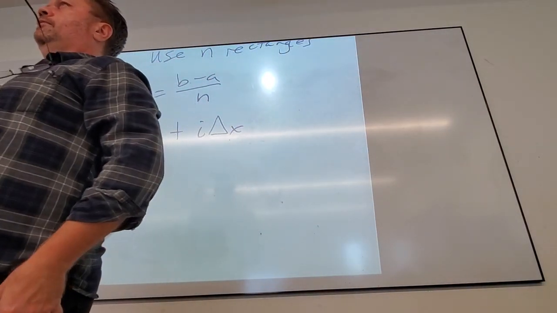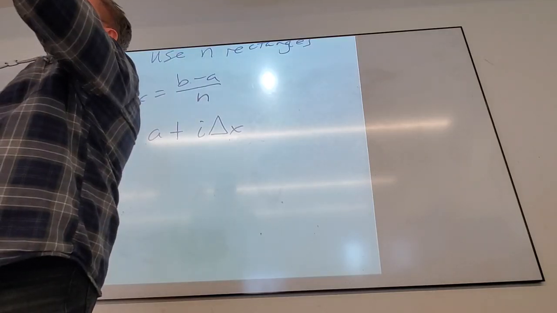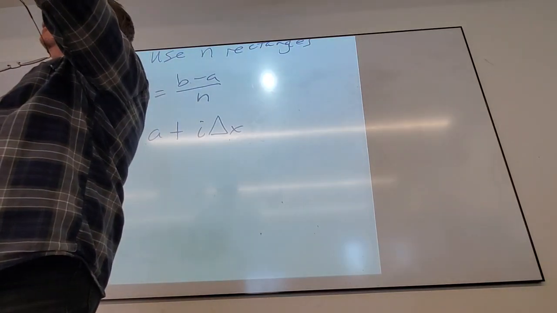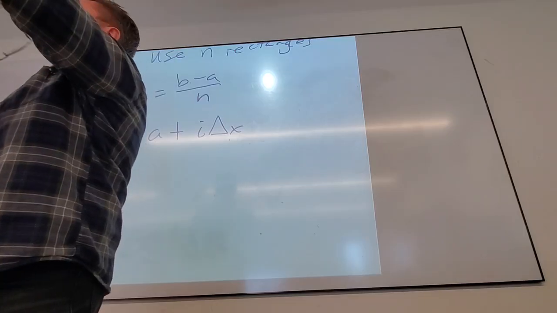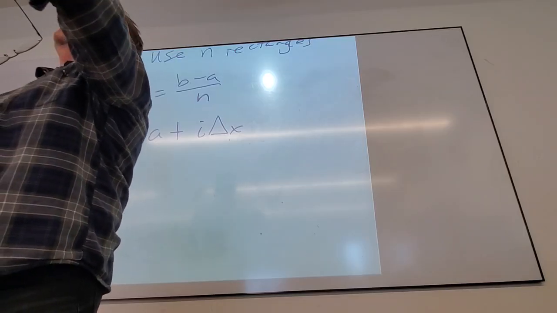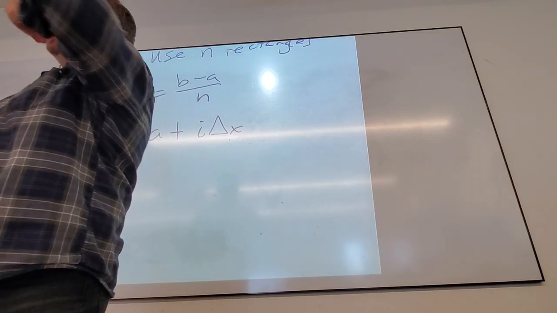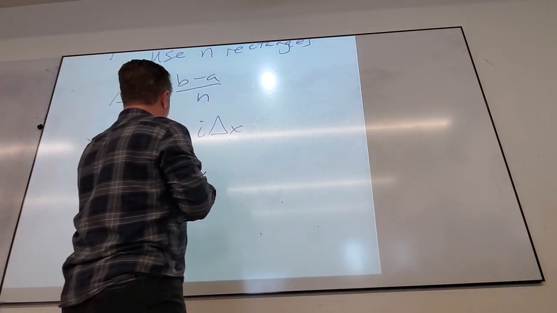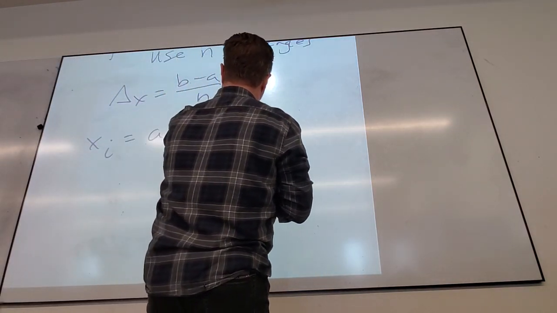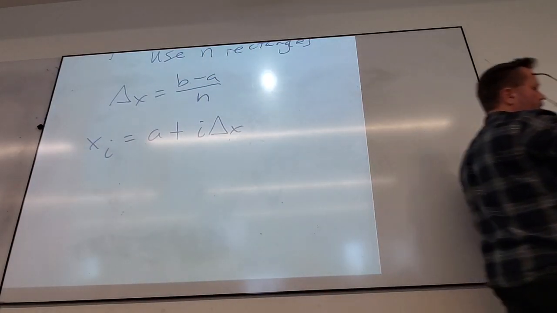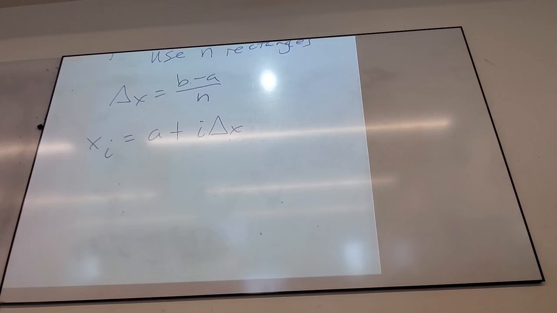When I did the 1, 1.5, 2, 2.5, how did we determine those values? We started at A, which was 1, and then we just kept adding delta x. We just kept adding our width. That's all this is saying. If you start at A, and you add so many widths, you'll get to the ith subinterval.